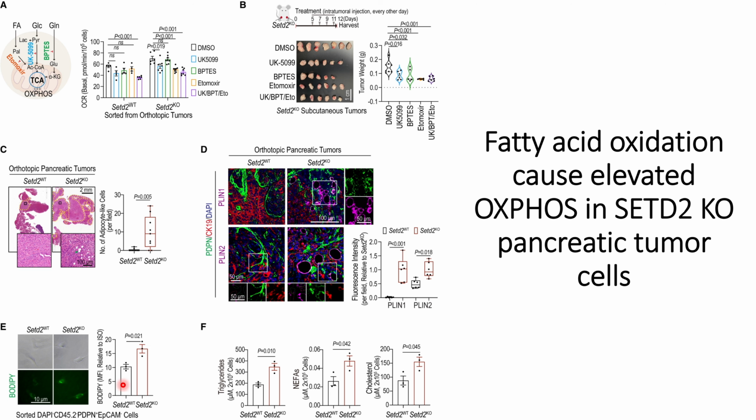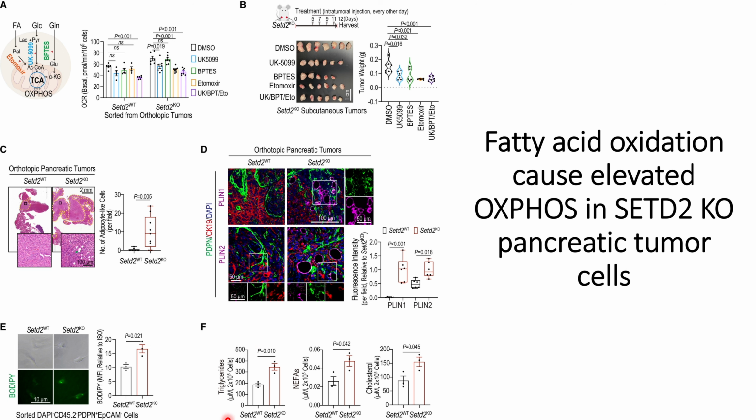And thereafter, they checked another marker for this lipid-rich environment, that is BODIPY, and they can see that in the case of SETD2 knockdown cells, they see high BODIPY staining compared to the control case, that is SETD2 wild type pancreatic tumor cells, and this is also in the stroma of the cells, not in the pancreatic tumor cells.